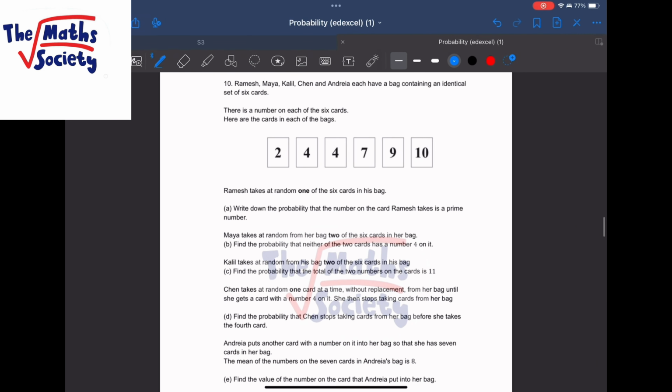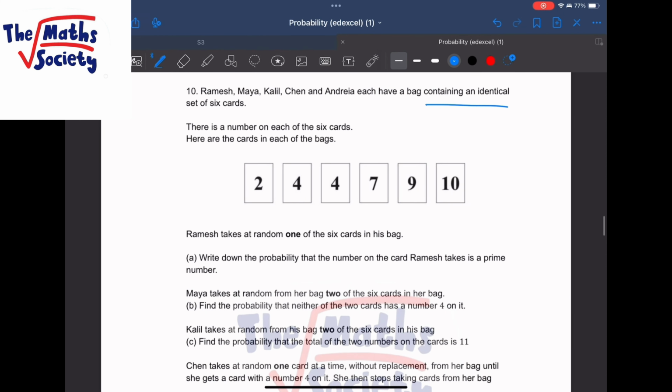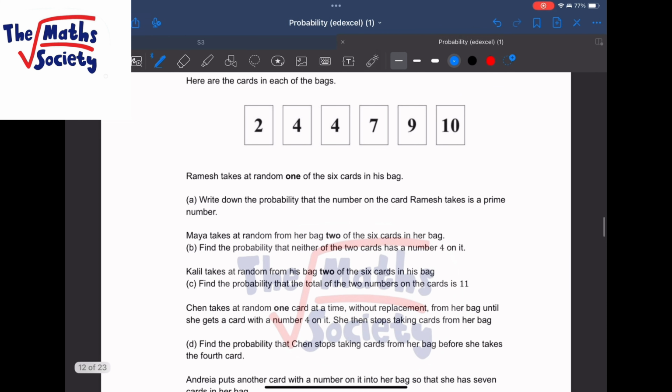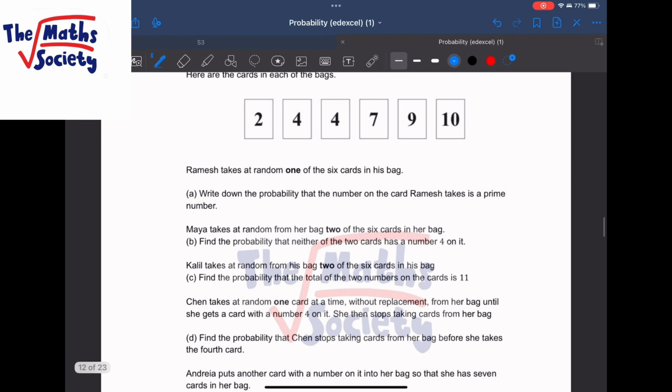And number 10, it says that Ramesh, Maya, Kylie, Chen, and Andrea have a bag containing an identical set of 6 cards, each with a number. Ramesh takes one of the 6 cards. Then the probability that the number of the card Ramesh takes is a prime number. So we know that prime numbers are just 2 and 7. So that's 2 by 6. So that's 1 by 3.